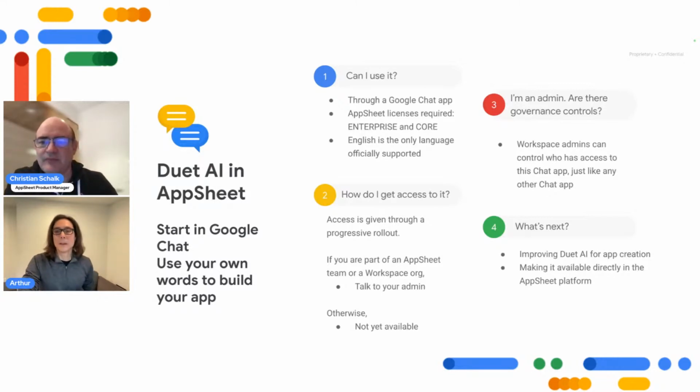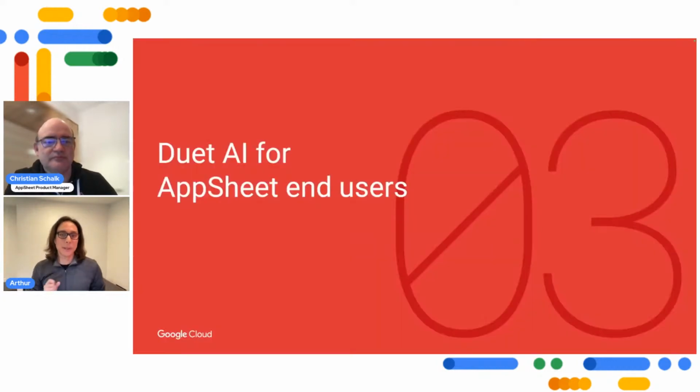Cool. All right, let's move on now to Duet AI for AppSheet end users. That's the second type of Duet AI that we offer in AppSheet, specifically in the apps. As much as all of you in the community are app creators, you want to enable your end users, and you could be part of them. You probably want to reap the benefits that AI can bring to AppSheet. So what does it look like?